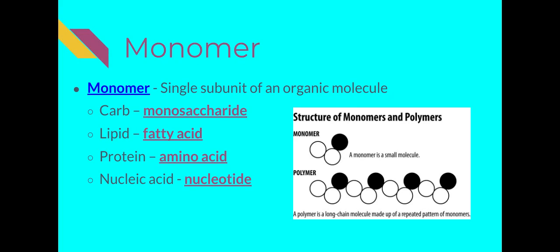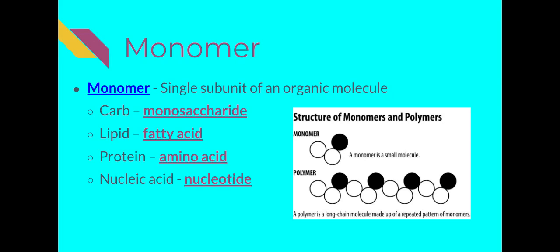Mono means single or one. So this is one section of those larger organic macromolecules, which is why we use the word macro, because macro means big. So carb monomer is a monosaccharide. The word saccharide actually means carbohydrate.